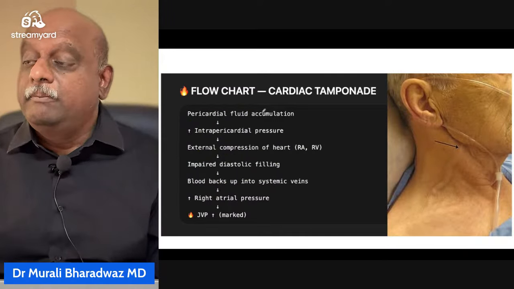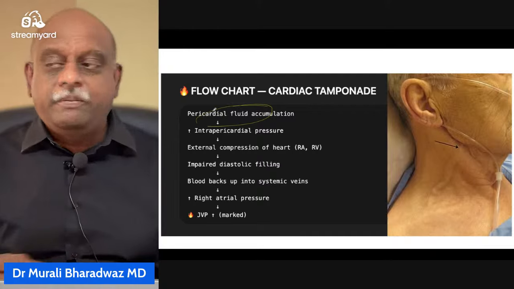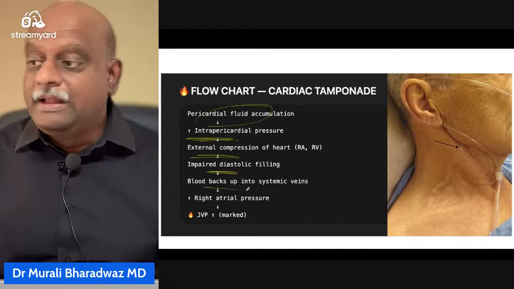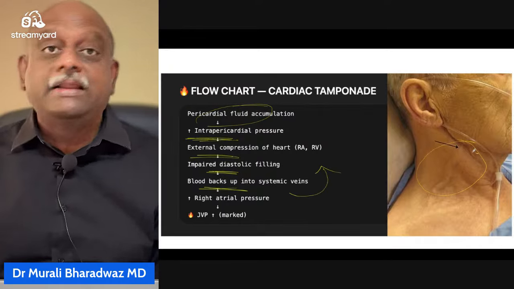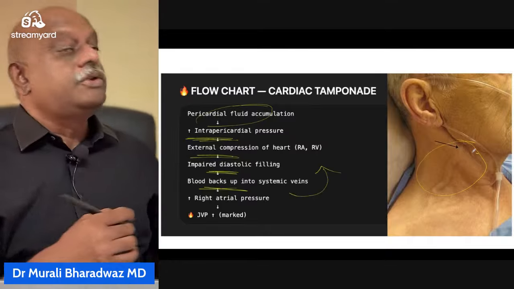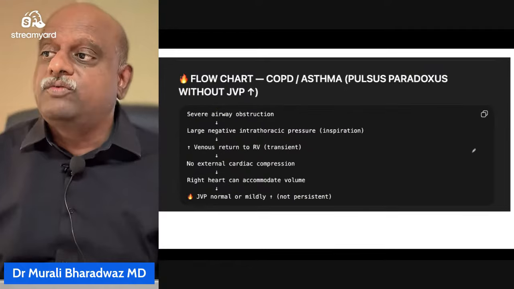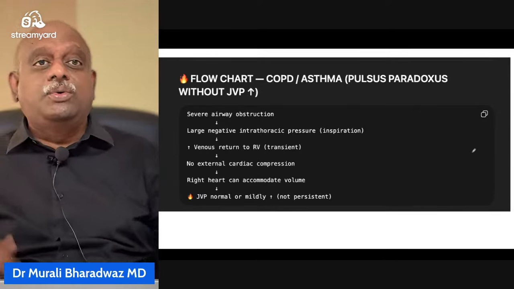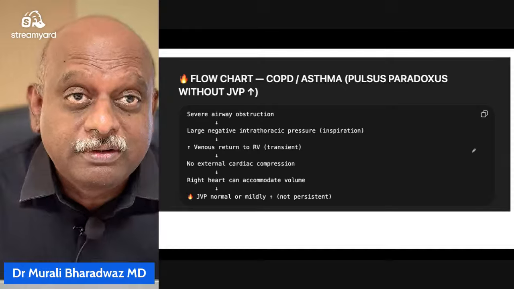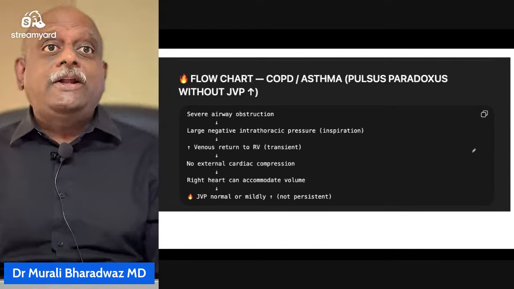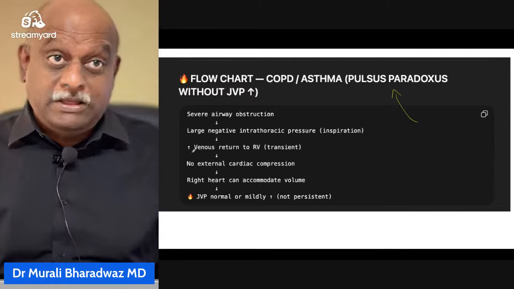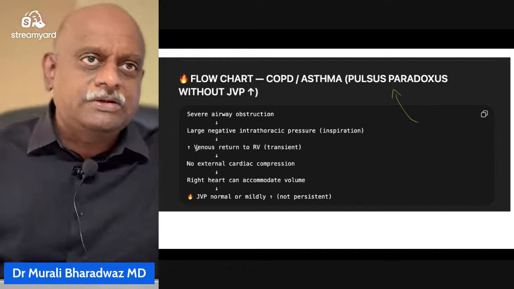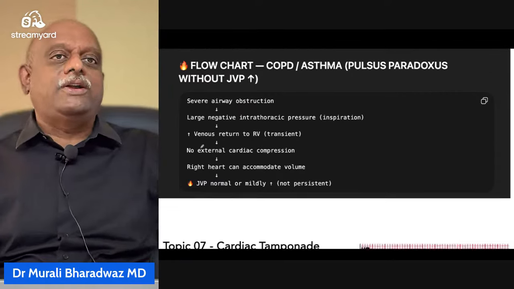Next, because of the pericardial effusion, why JVP increases? There's an increase in intrapericardial pressure, external compression, impaired diastolic filling. The blood will go back into the systemic veins, and there is a rise of the jugular venous pressure, is what we need to remember. Why COPD is a differential diagnosis to tamponade? Both will lead to pulsus paradoxus, but pulsus paradoxus without JVP is COPD, with the JVP is tamponade. That is what you have to remember in the exam.